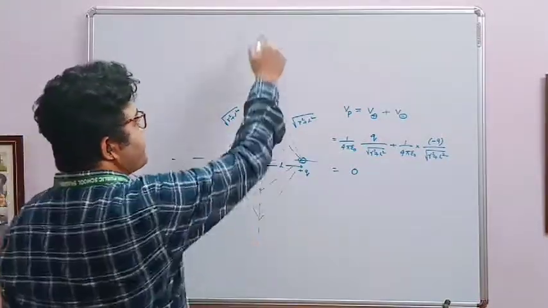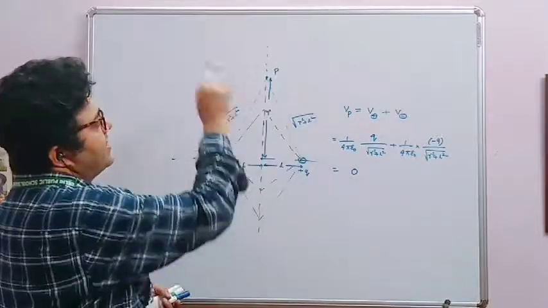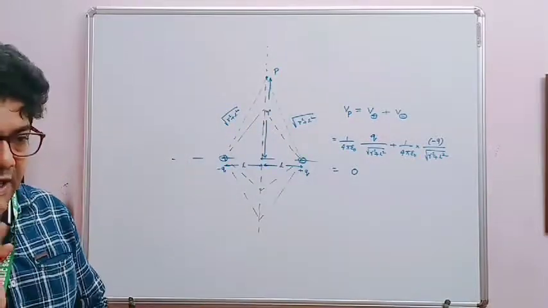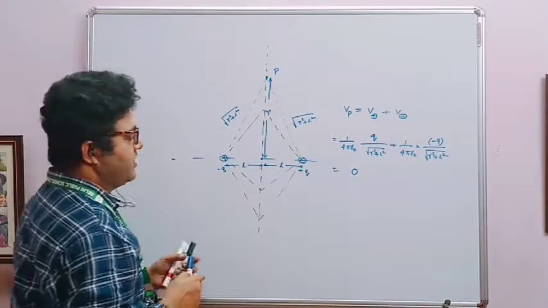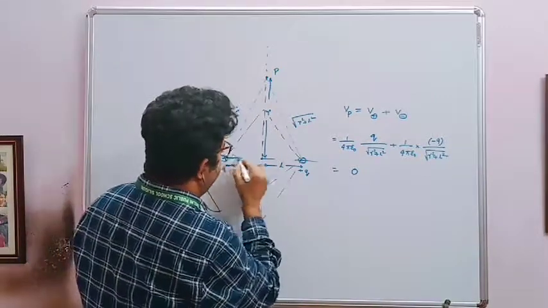Okay, now this is the line where the electric potential is 0. Now see how the examiner asks you a question. They give you a dipole.